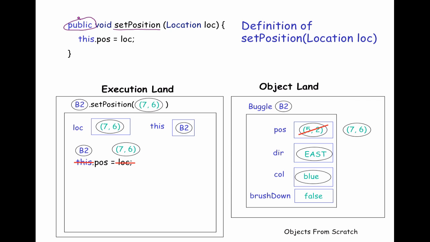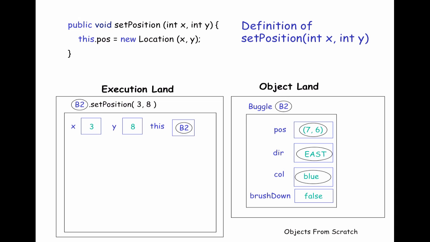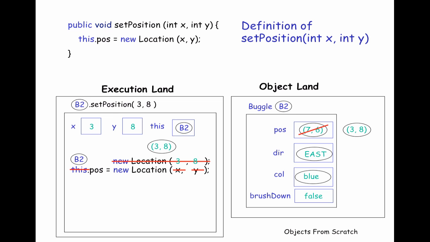As our third example, we'll consider the second version of setPosition, in which we provide the x and y coordinates independently rather than providing a location. And this has a similarly simple definition. This.pos gets new location x, y. For example, suppose we set the position to 3, 8. Then in the execution frame, we now have local variables x and y, which are used to create a location, and then we change the location to 3, 8.